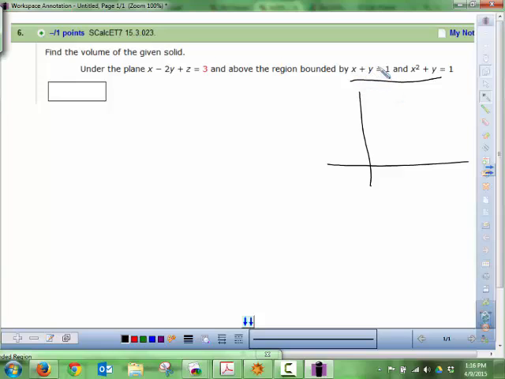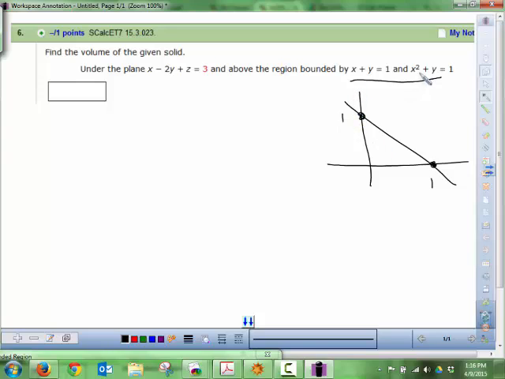So x plus y is equal to 1 is a line, right? And if you figure out the slope and the y-intercept or whatever else you need to do, this is going to be a line that hits the x and the y-axis at 1.